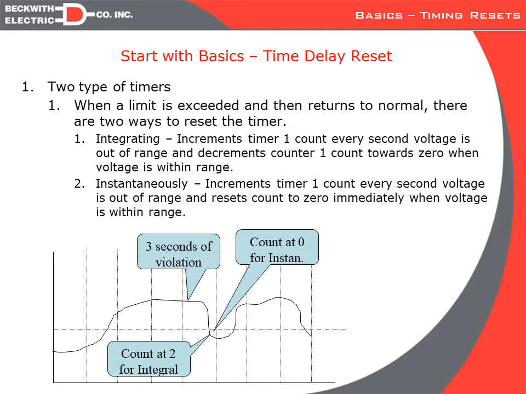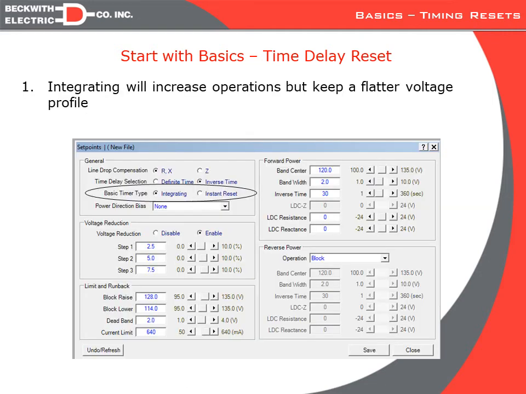So the general rule of thumb is integrating time delay will increase the number of operations slightly but give you a flatter profile on your voltage, where instantaneous will decrease the number of operations, but if you're on the hairy edge, it will not always bring it back into band to give you a flatter profile. And here would be the settings for integrating versus instantaneous. So we would select integrating if we wanted a flatter voltage profile, knowing it may add operations to the regulator or LTC. And we would select instantaneous if we wanted to have fewer operations on the LTC or regulator.